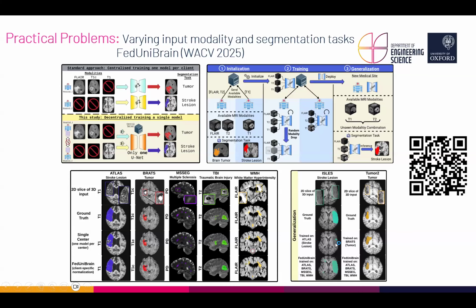The advantage is particularly noticed in external data sets, where we have, let's say, ISLES and Tumor 2 data set, and you can see the ground truth looks like this, and our FedUni brain gives a very good segmentation performance as well, whereas individual models trained on the same type of task, that is stroke lesion task, were not performing that well. So this shows the impact of doing federated learning.